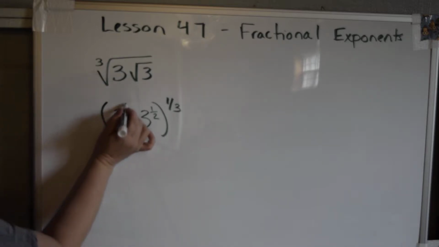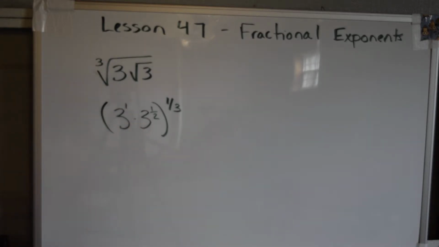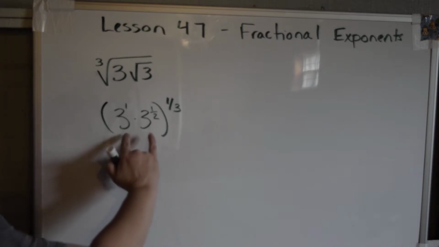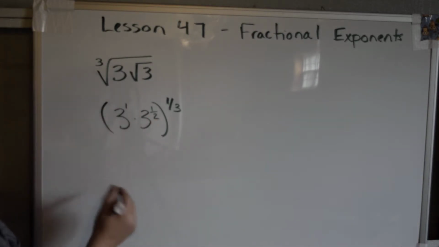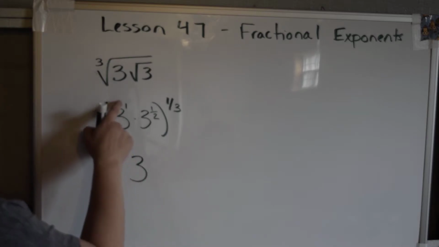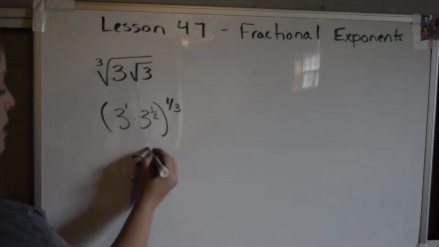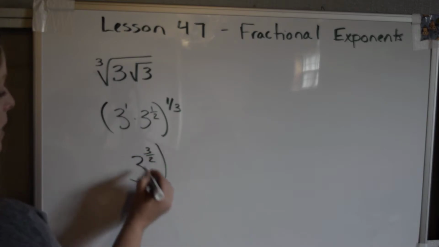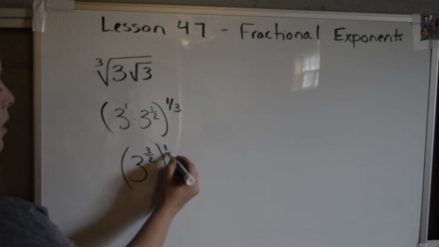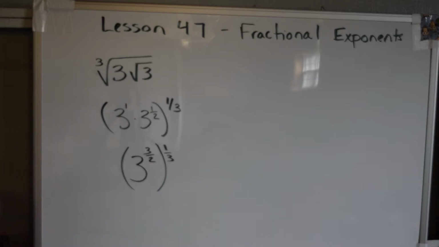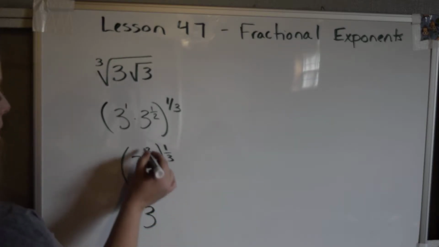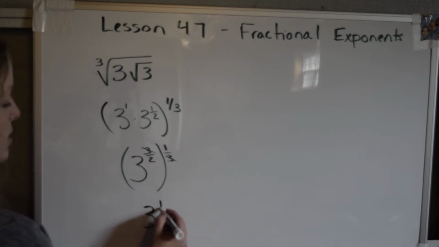If the number does not have an exponent written, it's an understood 1. So we can combine these because they have the same base. We add the exponents, so I get 3 to the 1 and 1/2, which is 3/2. And we raise that to the 1/3 power. And then when you have a power raised to a power, those get multiplied. So that gives you 3, and then your 3's will cancel to the 1/2.